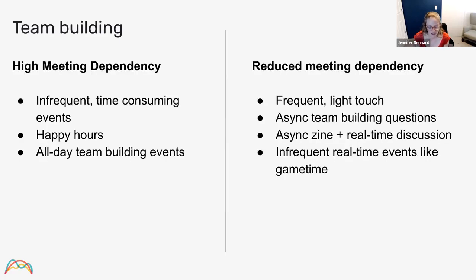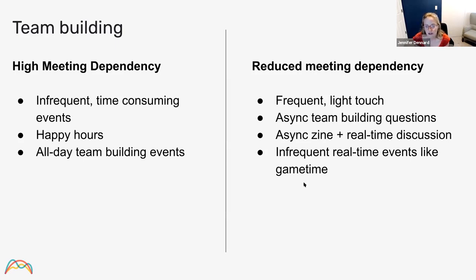And what that looks like in a high meeting dependent world is you have all these very time consuming events on top of your packed Google Meet or Zoom schedule all day. And then you're thrown into a happy hour and you're like, okay, I'm really trying to connect. Or you're in an all day team building event, which even in person can be tiring. Now, in the more blended state, you can have frequent light touch async team building. You can have more team building spread throughout the week or month, and then more infrequent real-time events like the game time one that we just did.